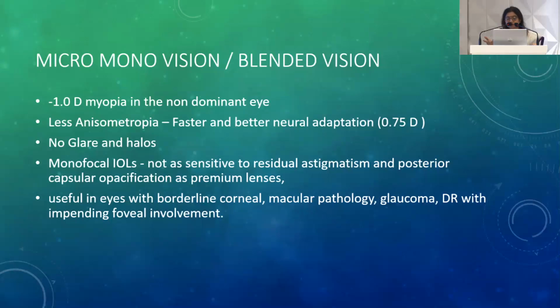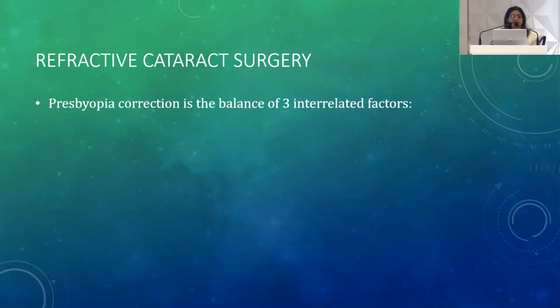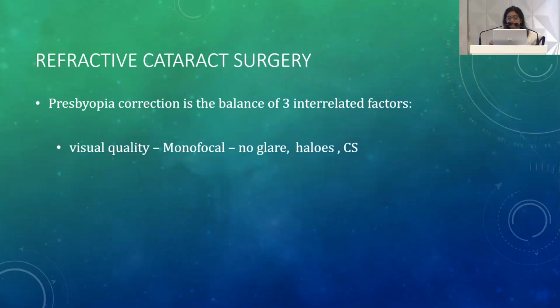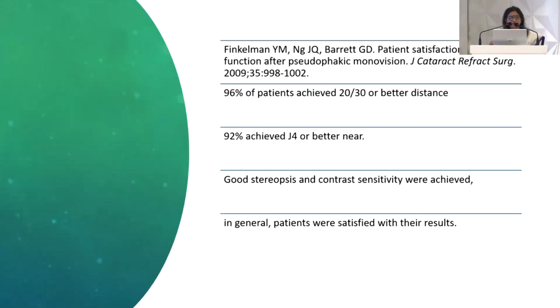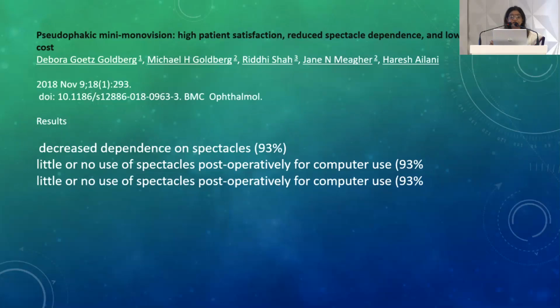And it's also useful in different ocular comorbidities. Refractive surgery, well, presbyopic correction has these three basic interrelated factors: visual acuity with no glare or halos, depth of field, and no dysphotopsias. There have been many studies done even earlier with monovision, not micro, where they have shown good results, but there the problem was intermediate vision.